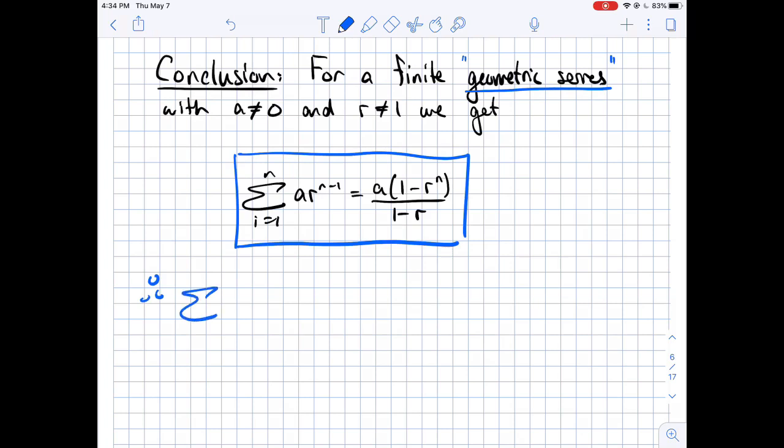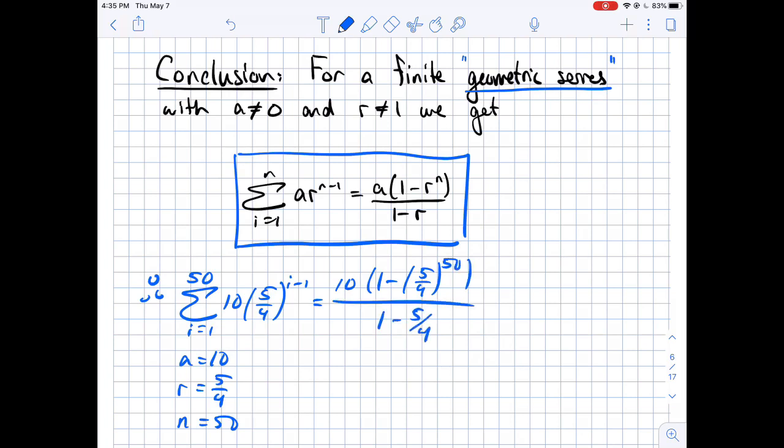And that means that going back to our summation, when we were doing the sum of 50 terms, I was adding up 10 times 5 over 4 to the i minus 1. Now I can just use this formula. I know that a was 10, and I know that r is 5 over 4, and n is 50. So I have a is 10, I plug that in, times 1 minus r, which is 5 over 4 to the power of n, which is 50, divided by 1 minus 5 over 4. And now all I have to do is plug this formula into my calculator, and I end up with 2,802,556.93. Okay, so it's much, much faster. This formula allows you to find the sum for a geometric series with just some very minor computations.